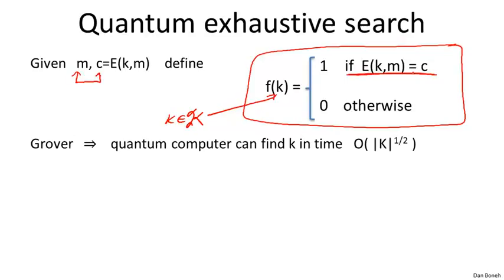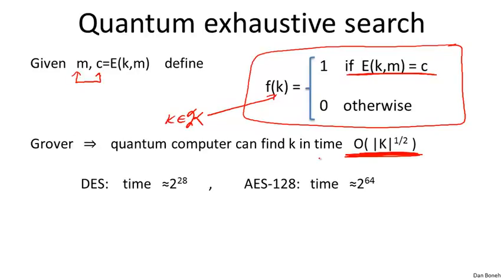Now we argue that this is exactly the type of function that's 1 at one point in the key space, and that's it. So by Grover's algorithm, we can find the secret key in time square root of K. So what does that mean? For DES, this would totally destroy DES. This would say that in time 2 to the 28, you can find a key. 2 to the 28 is about 200 million steps, which takes a millisecond on a modern computer. This would totally destroy DES.